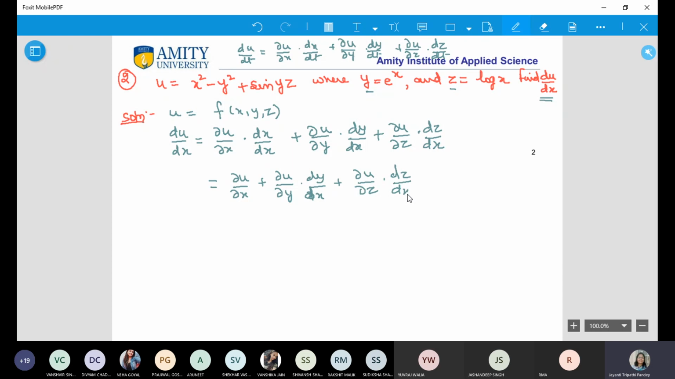Have you understood what's the connection? Yes, ma'am. So you need to be vigilant. It's not that you will memorize it and do it. You need to be vigilant while solving.